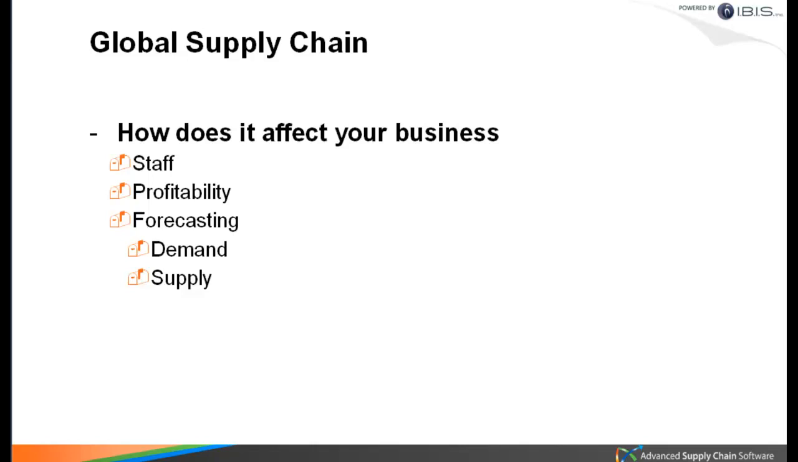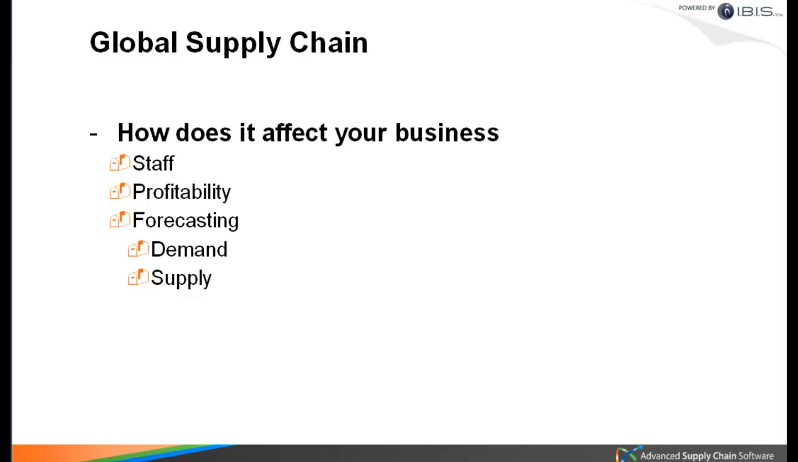Profitability. If you don't have a true cost for each of the links that you're adding, you're going to discover that your profitability, your intended profitability, is not going to be met. Your margins are not going to be met. And you're going to fall short of your expected goals on the profitability side. And that could be very, very negative for the company.